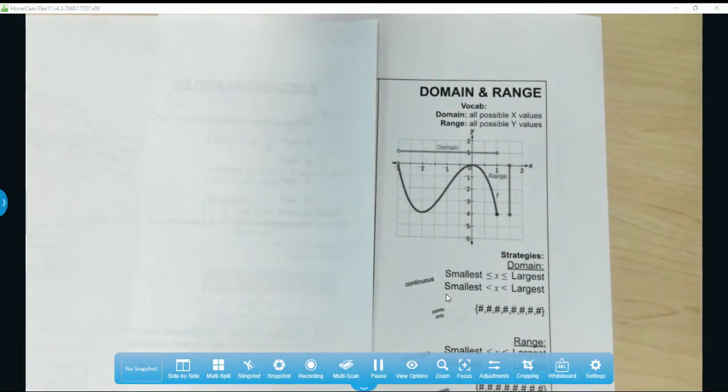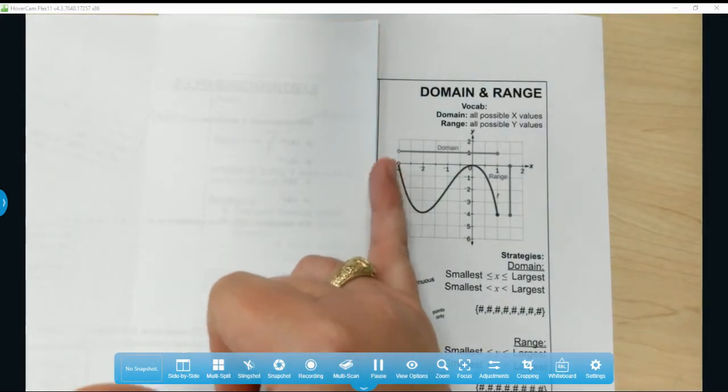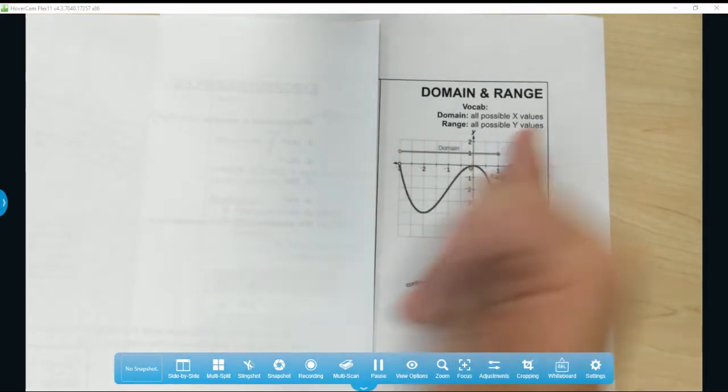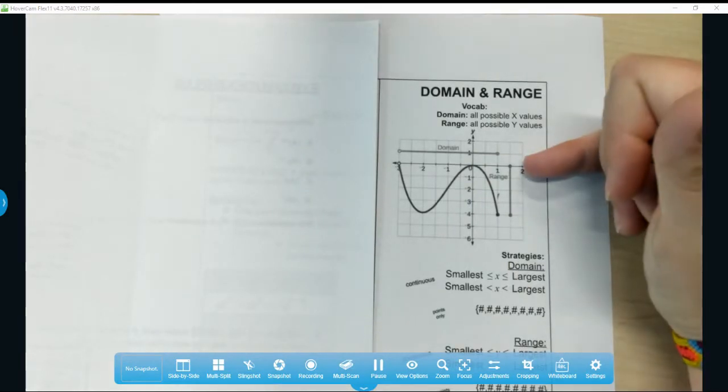With domain and range, you just have to remember that domain is all possible x values. Range will be all possible y values. So here's a great example illustration of how you look at domain and range. Domain, you're going to read left to right. Range, you're going to read bottom to top.